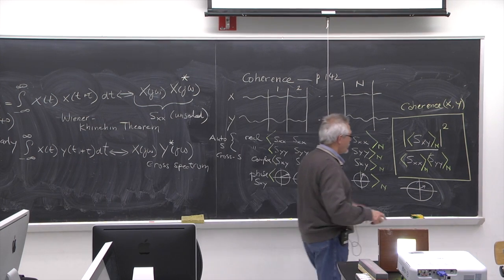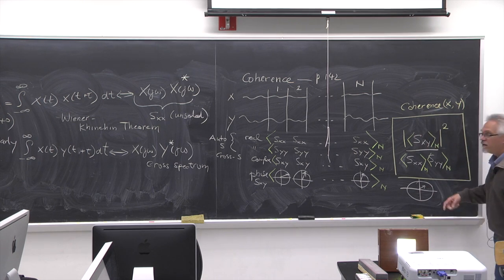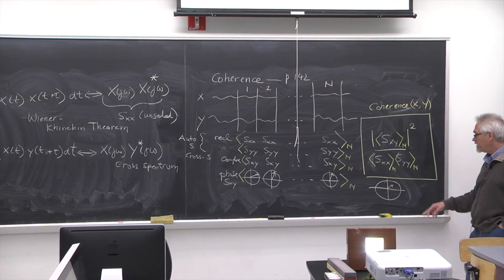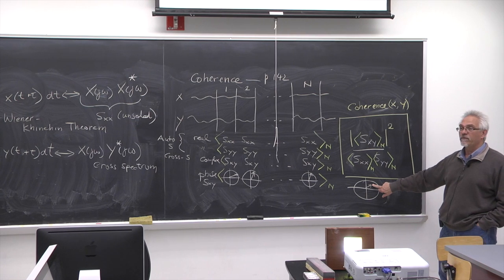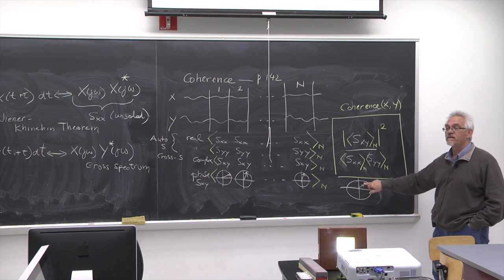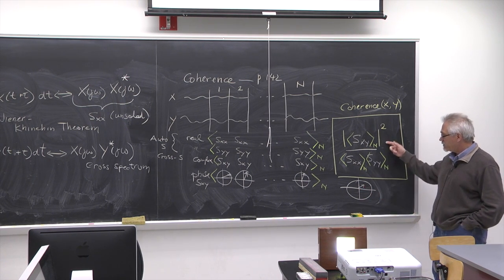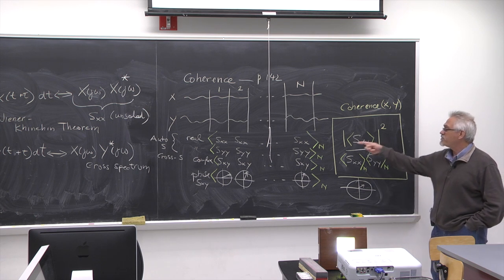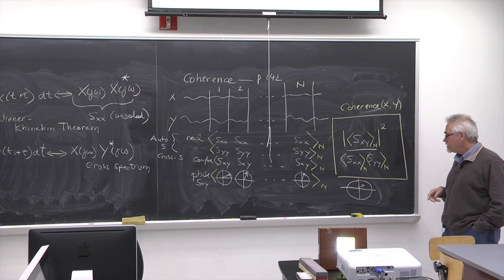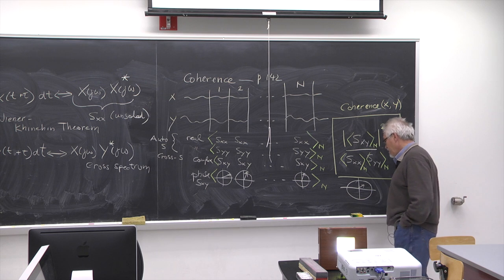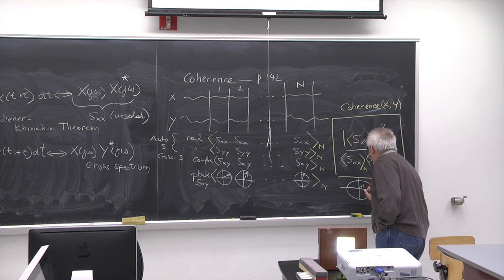Now, of this result, there are two things that you can look at. This is the coherence, which is the size of this phasor. That's the coherence. See, this is the absolute value, so that's the size. You also have phase coherence, and that would be the angle.